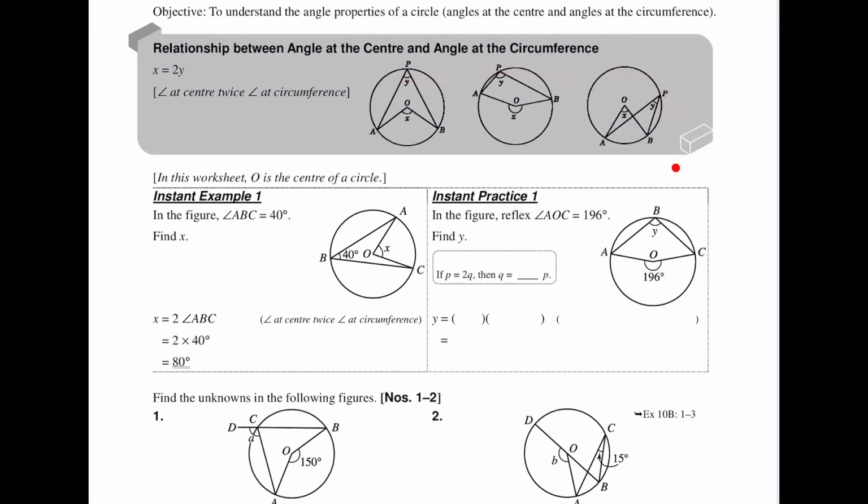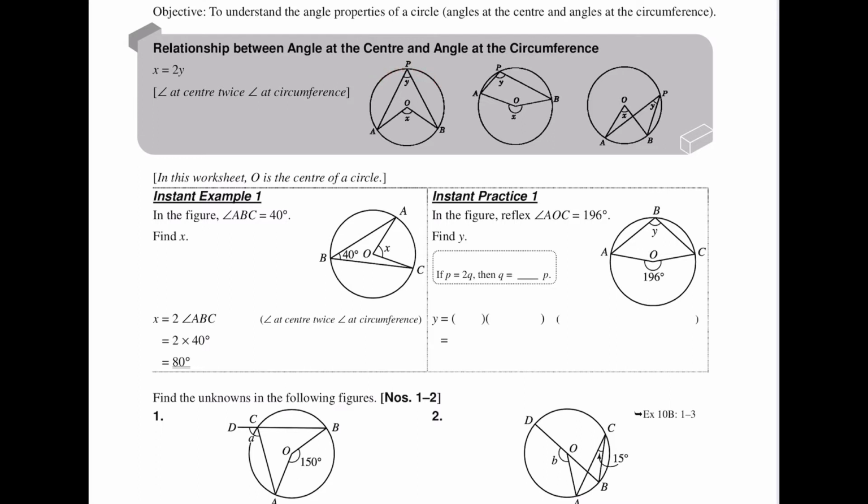We are at the third property now. Here we will be learning about the relationship between the angle at center and the angle at circumference. Center means the very middle point of the circle, and the circumference is the outer line. Okay, this is called circumference. Angle at center means the angle that you have at the center, and the angle at circumference is the angle you have on the circumference.